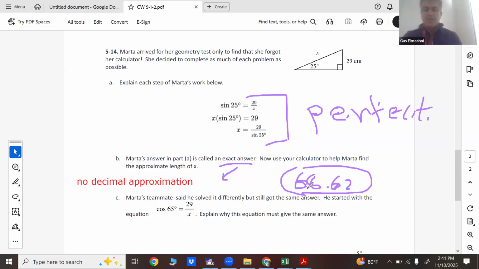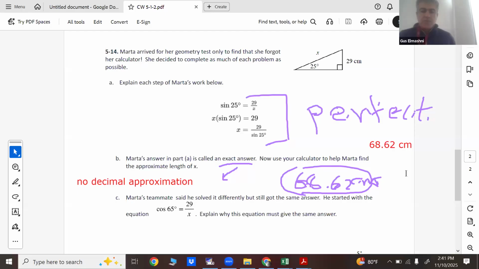Okay. And that's in centimeters, so don't forget the units. 68.62 centimeters. Let me just type that up. There we go.